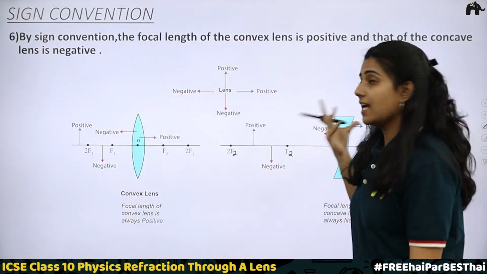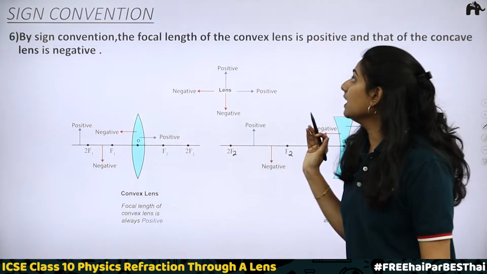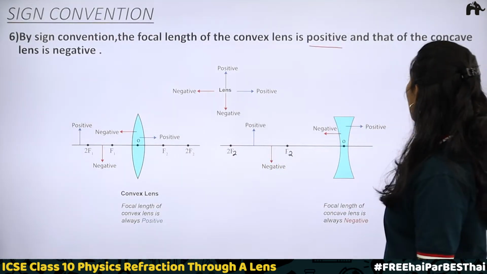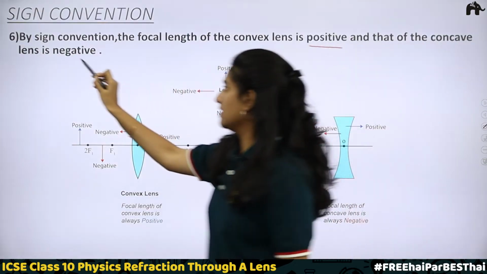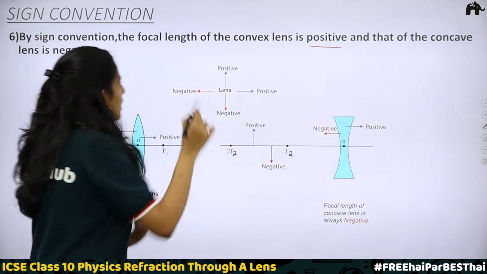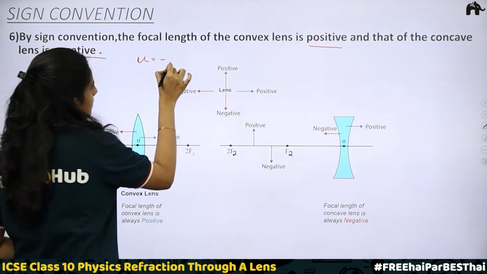Clear? Now the sixth and the final one, by sign convention, the focal length of convex lens is positive and that of a concave lens is negative. We have discussed this point and we have said that u value, that is object distance, is always negative.